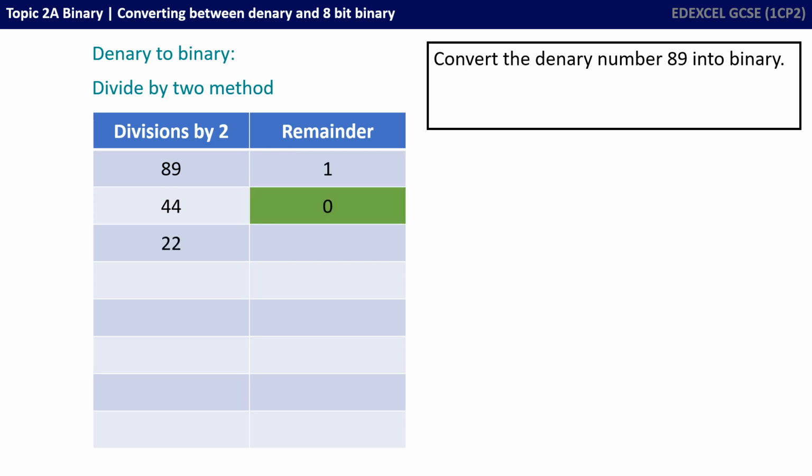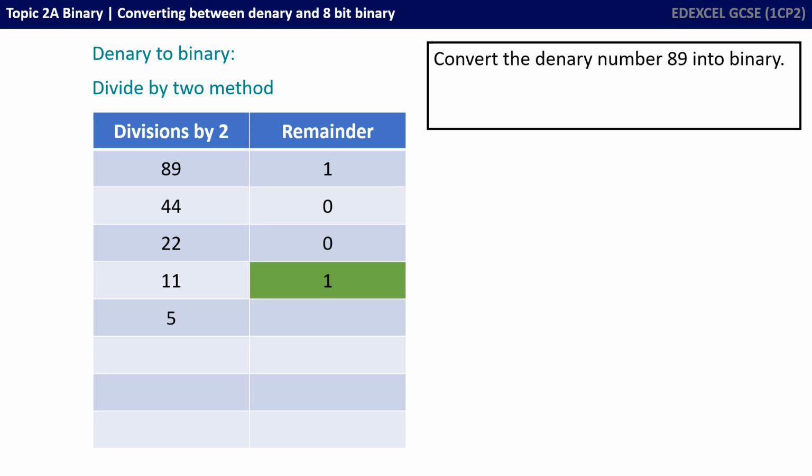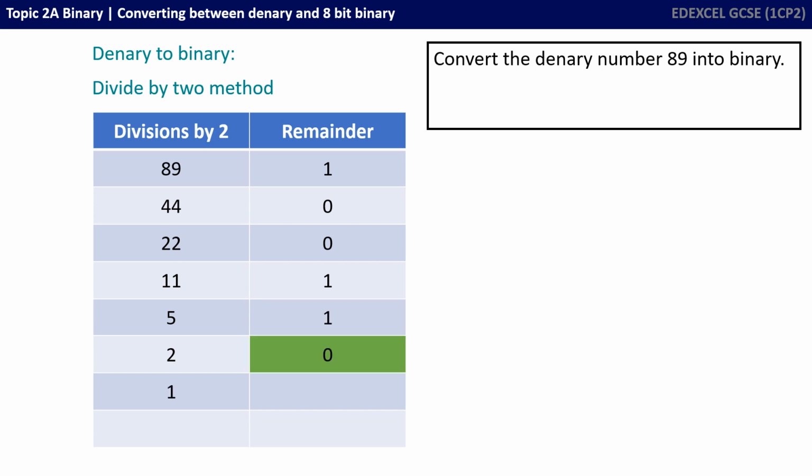44 divided by 2 is 22, with 0 left over. 22 divided by 2 is 11, with 0 left over. 11 divided by 2 is 5, with 1 left over. 5 divided by 2 is 2, with 1 left over. 2 divided by 2 is 1, with 0 left over. And finally, 1 divided by 2 is 0, with the whole 1 left over.